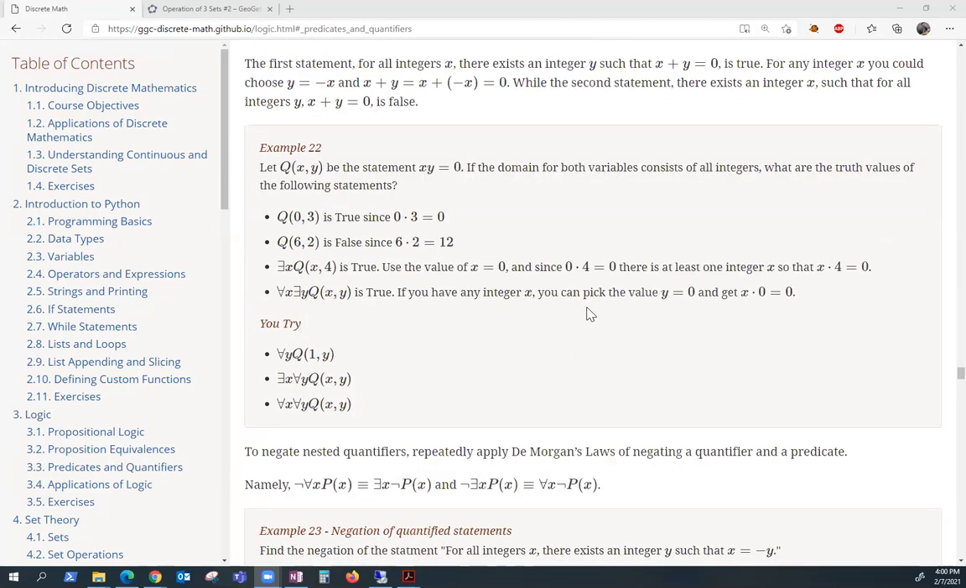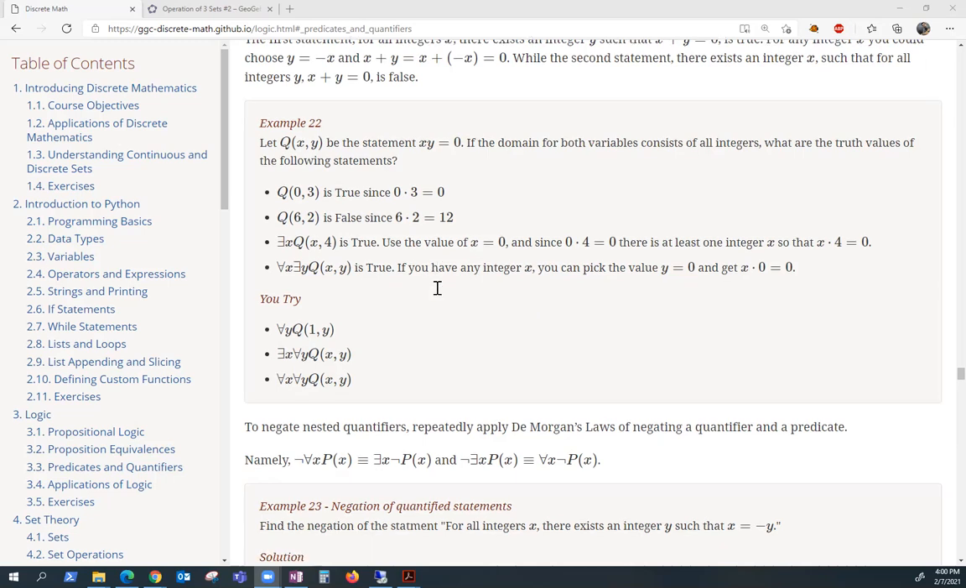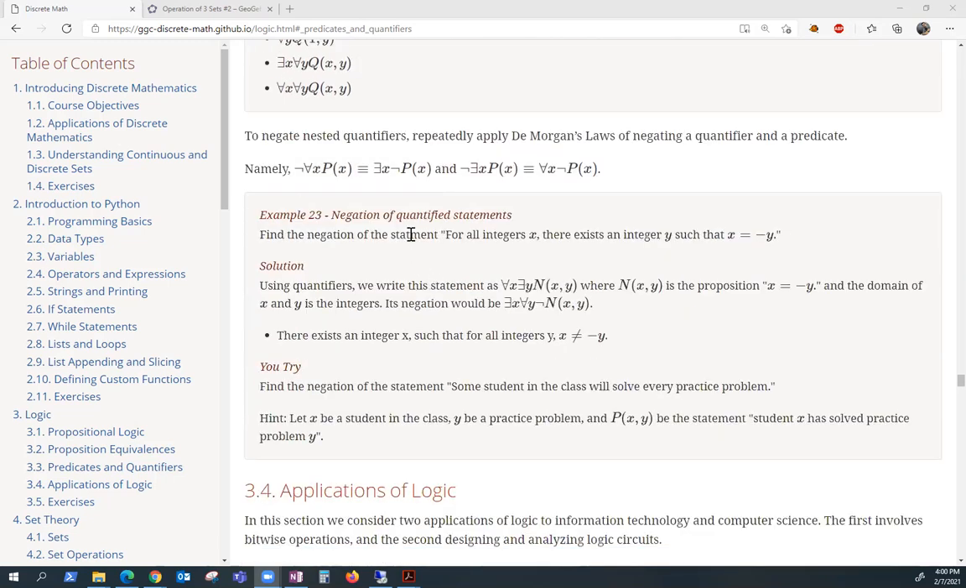So here are some examples. I'm not going to work these out because I want you to have some things to practice, but there are also some from the practice problems that I do want to work out. Okay, I do want to talk about negation of quantified statements.